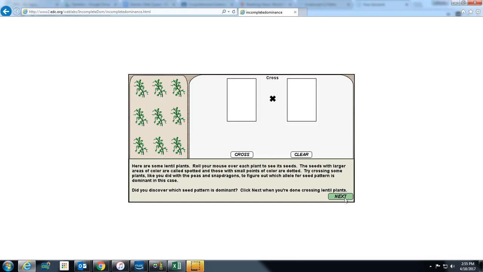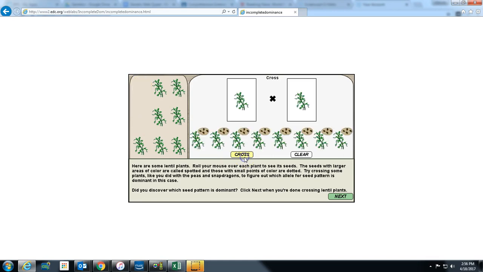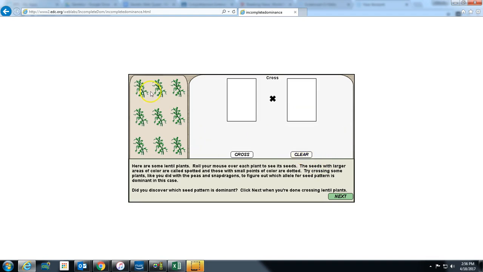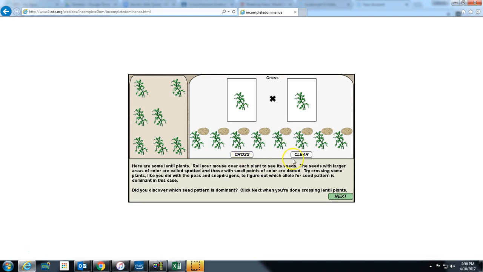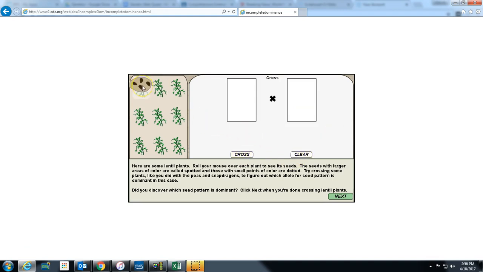All right, lastly, on this one, here are some lentil plants. So let's look at the seeds. The seeds with the larger areas of color are called spotted. Those are these guys. Or if I move my mouse over, I've got some small points of color which are called dotted. Okay? And then look, I have some that are both spotted and dotted. Let's see what happens when I cross a big one and a big one. They're all big. Okay. What happens when I cross a spotted and a spotted? They're all just spotted.